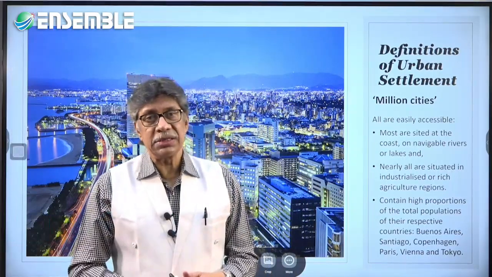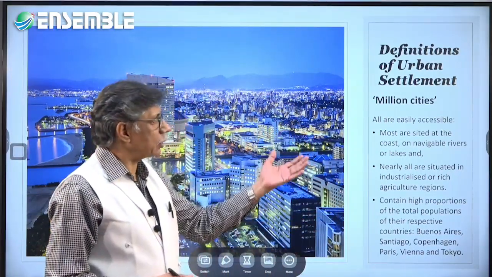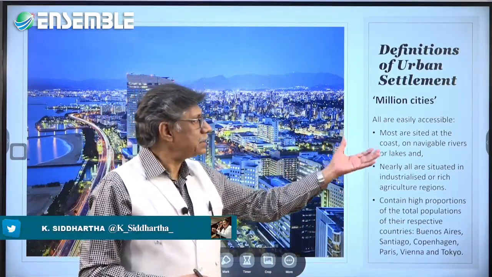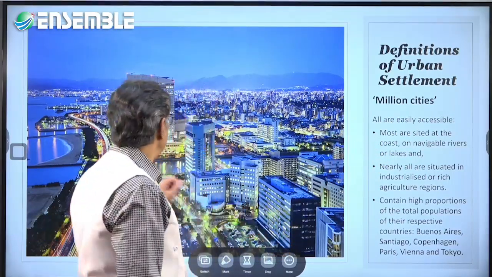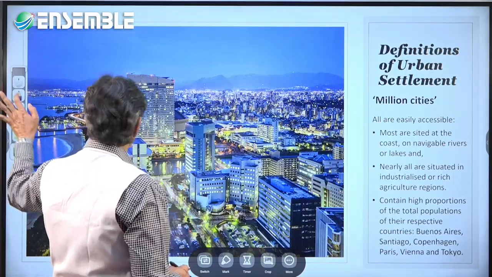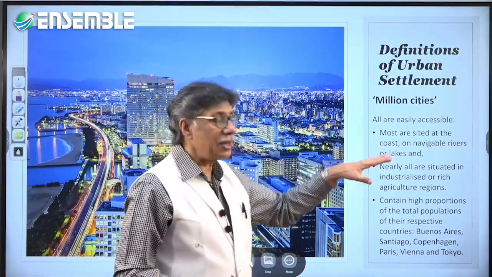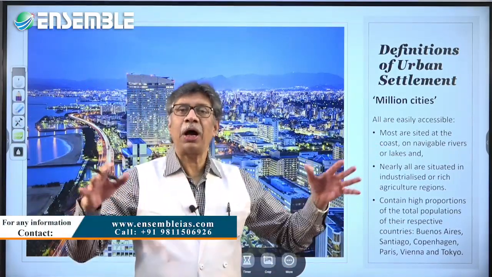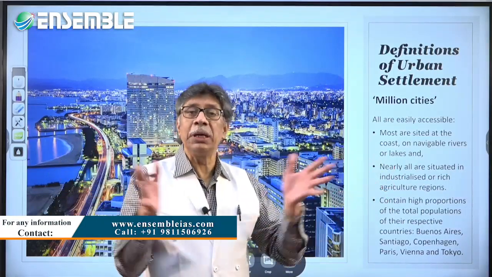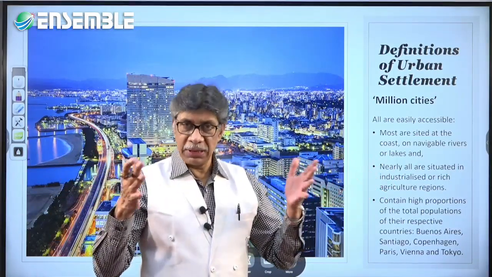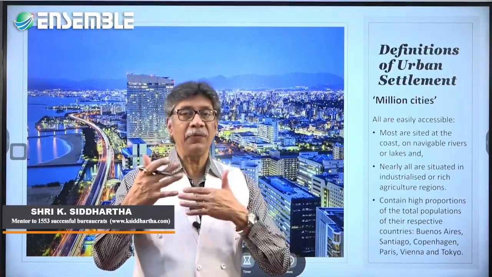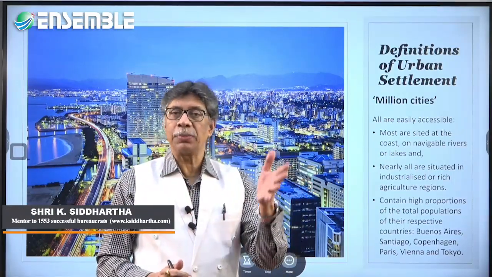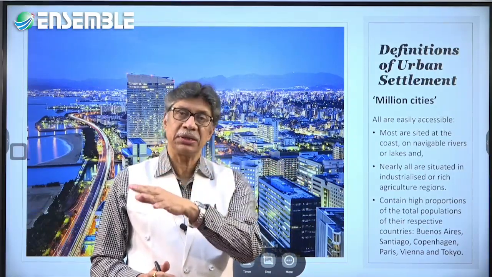Now, all of these urban settlements, we are talking about million cities. The million cities are going to be very, very accessible. And why is it that we are talking about that they are going to be very accessible? They are accessible because unless they are accessible, how is it that they can allow so many people to move? Imagine a million people living in a place. They must move. They must have interaction of one place with another place with another place.